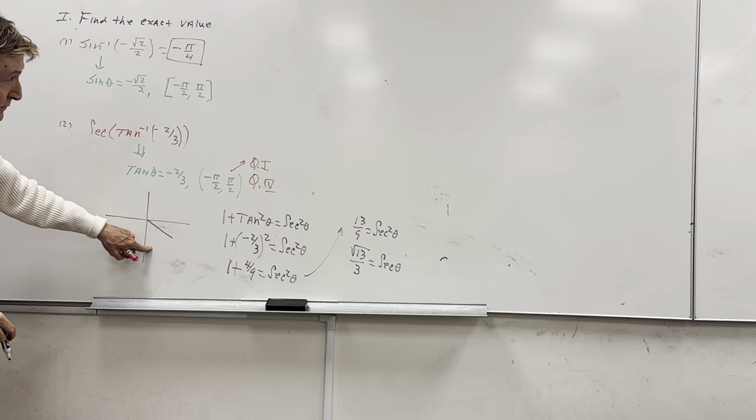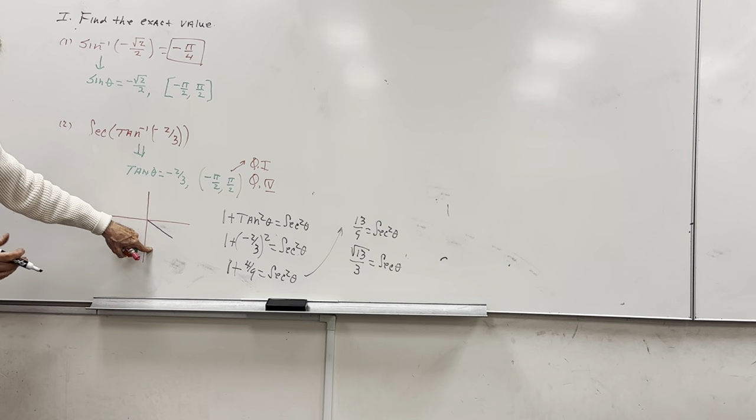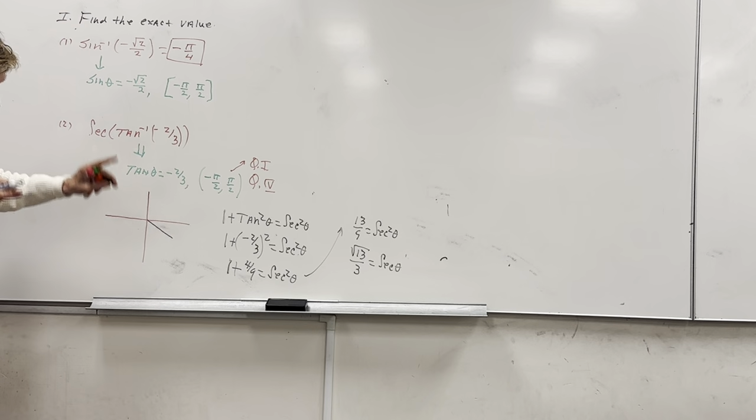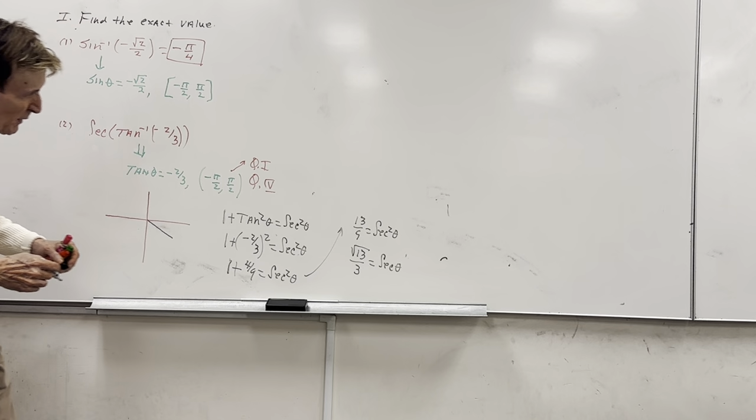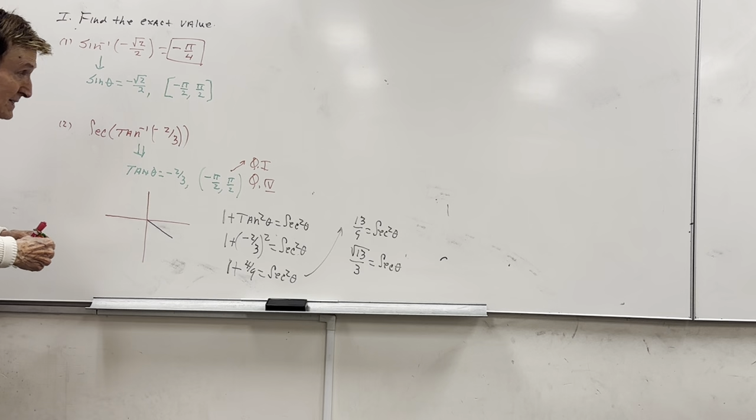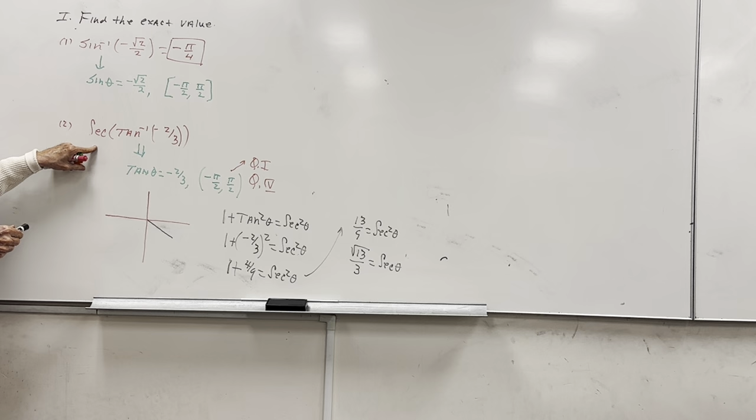By the way, I'm in quadrant 4, we determined, and secant should be positive, and it is positive in quadrant 4, so everything's good right now. Strange number, square root 13 over 3. Is that what they wanted? Is that what they asked me to find? Yes. If it is, we're finished.